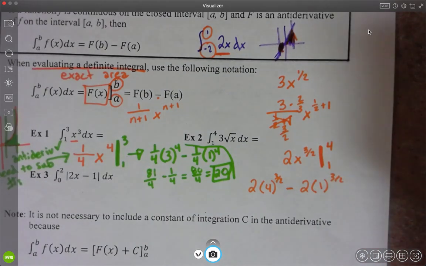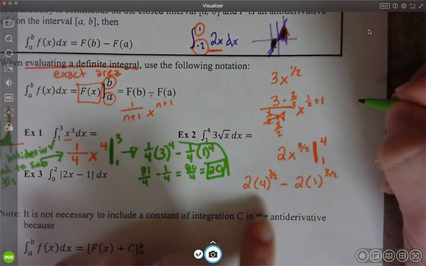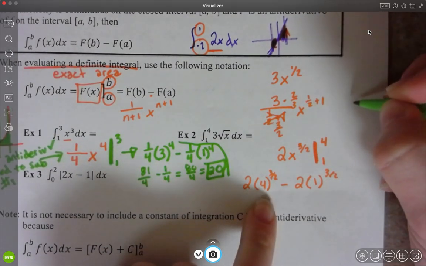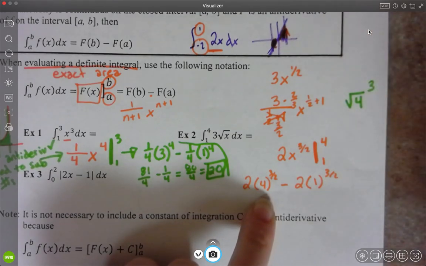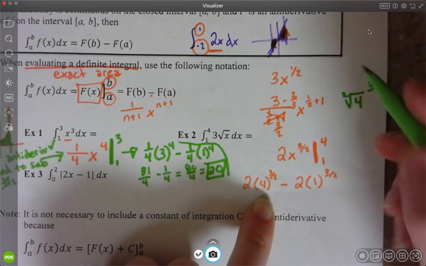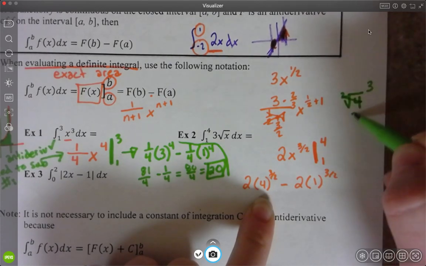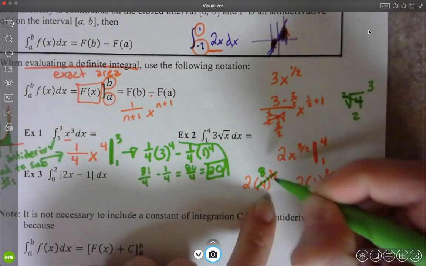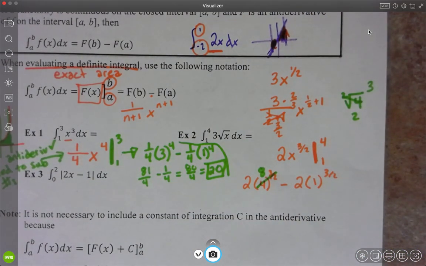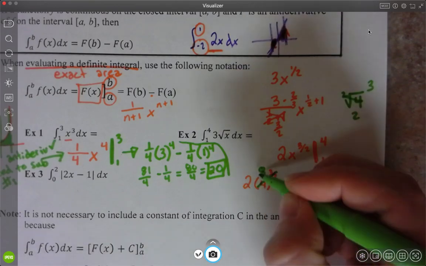Now the 3/2 power might help you to think of it this way. 4 to the 3/2 power would be like the square root of 4 and then cubed, right? The second root goes in there. So the square root of 4 is going to be 2. 2 to the 3rd power is 8. So 4 to the 3/2 power is actually 8. So 2 times 8 is going to give me 16.